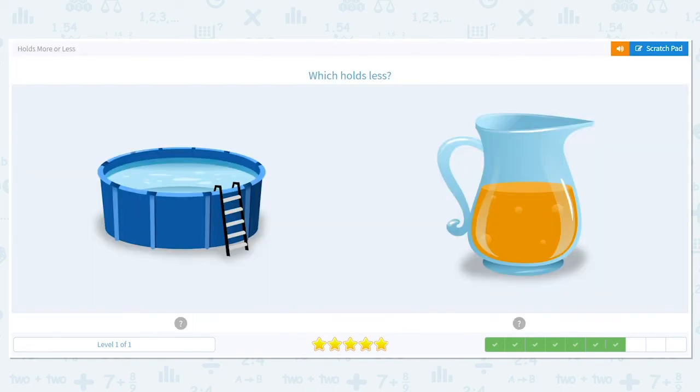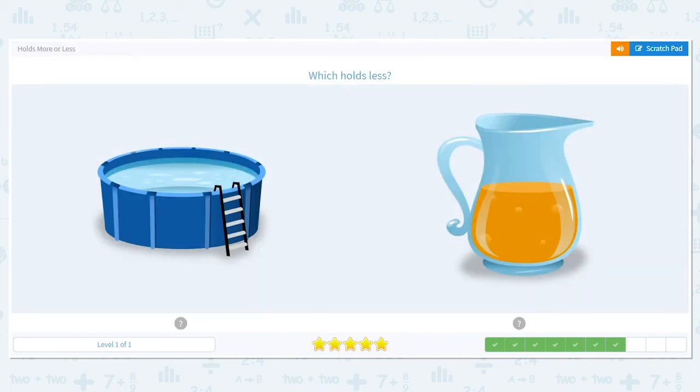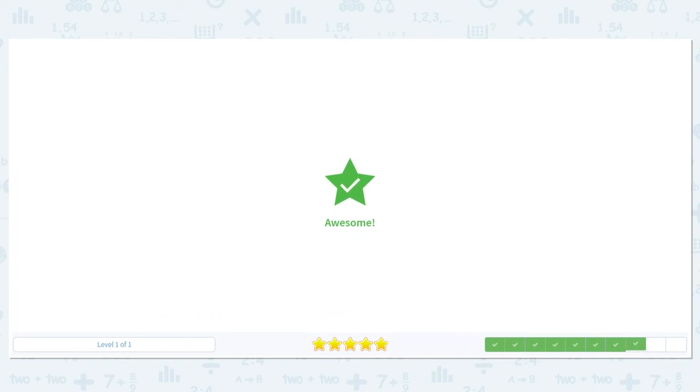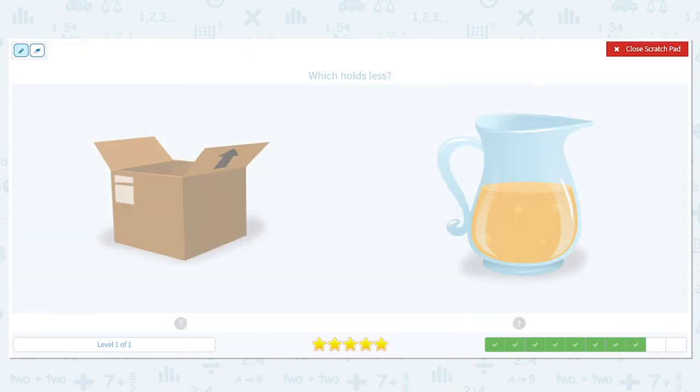How about here? Which holds less here? We have the pool or the pitcher. Again, we want less. We want the smaller amount. The pitcher. Good job. Which one here holds less? We did this one before with more, but now we want to pick the one that would be less. What do you think? It would be the pitcher.